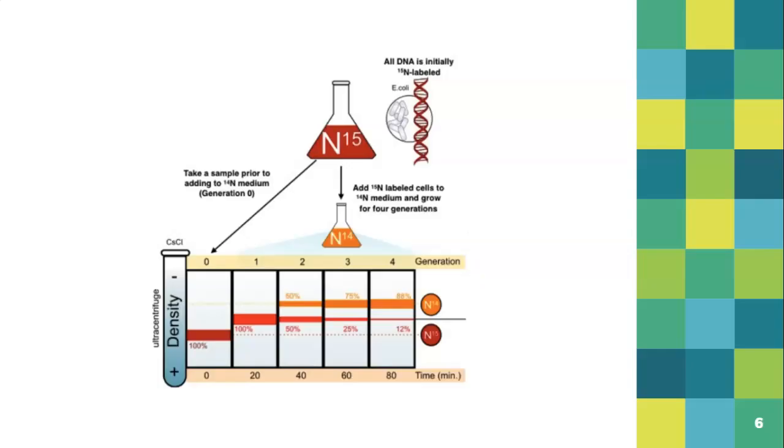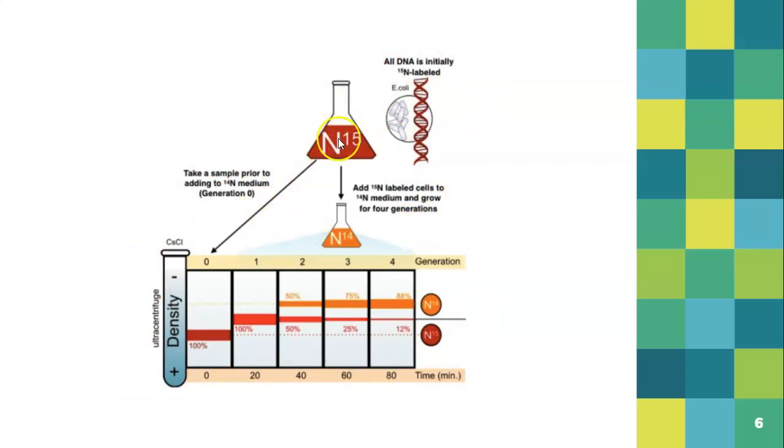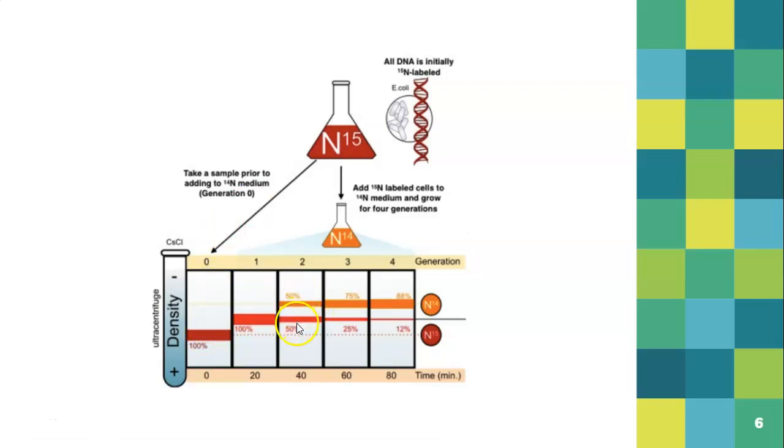And of course we know that it is in fact semi-conservative, so this is just an example of their experiment. They had all of the original parental DNA at this heavier density, and so it started there, and then during the first replication, you can see that it's starting to split into half old and half new.